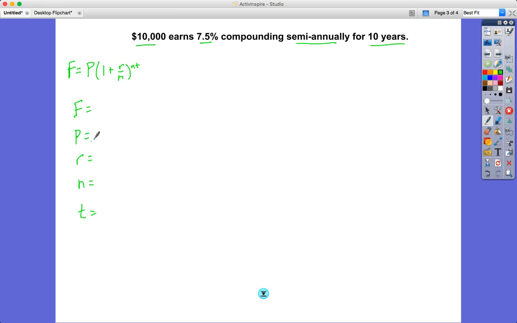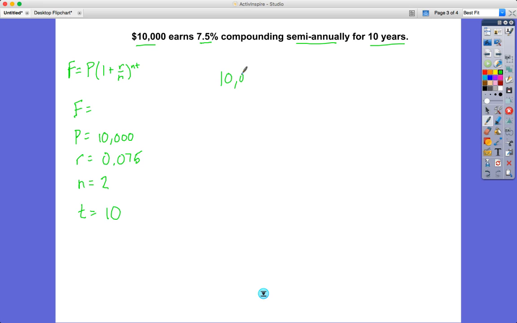The primary or the original amount was $10,000. The rate was 7.5%. Now the rate has to be a decimal. So 7.5% as a decimal is 0.075. So I always put R as a decimal. And then N says semi-annually, that means twice a year. So that's going to be 2. And T is 10 years. Okay. We can just go through and put that then.